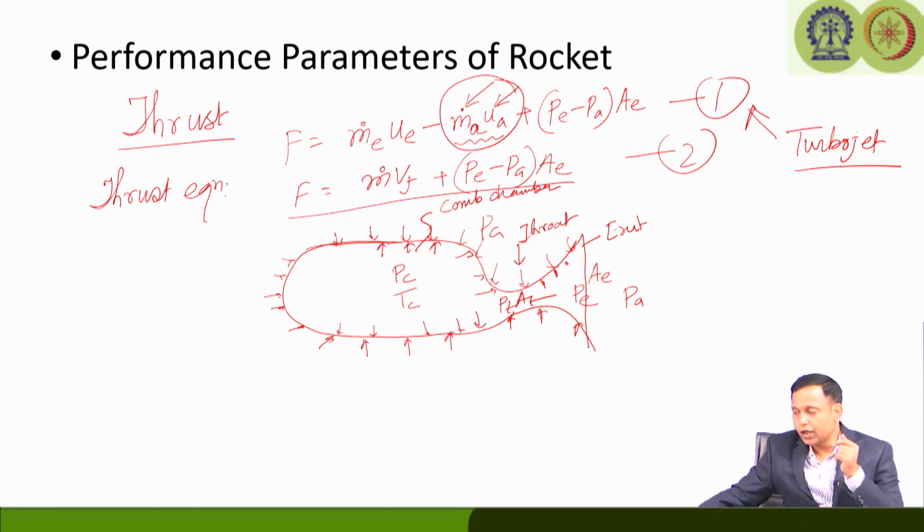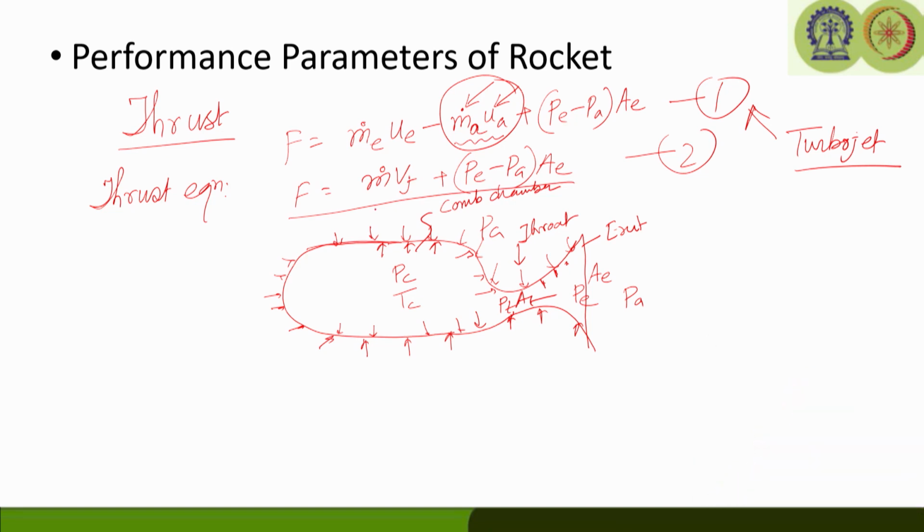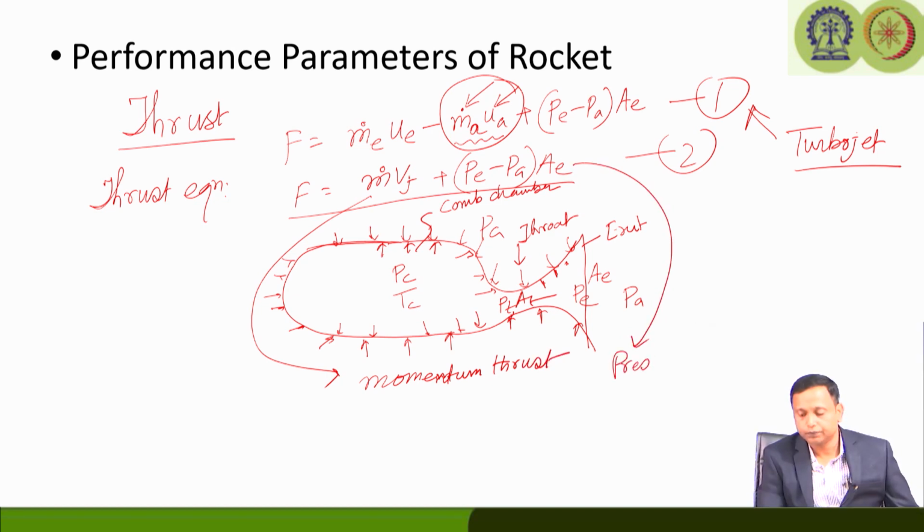Now, what can we say about these two terms, the first one and the second one? The first one is the momentum thrust and the second one is the pressure thrust. I guess this is known to all of us. So, the first one is the momentum thrust, and the second one is the pressure thrust.